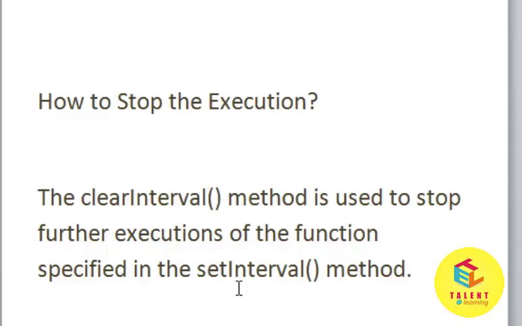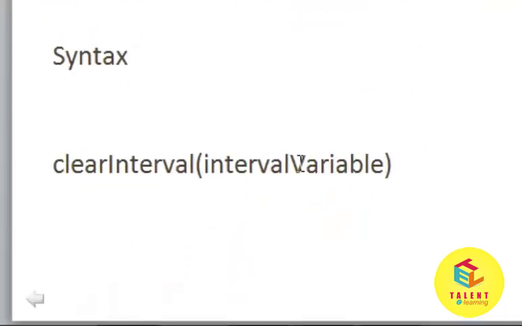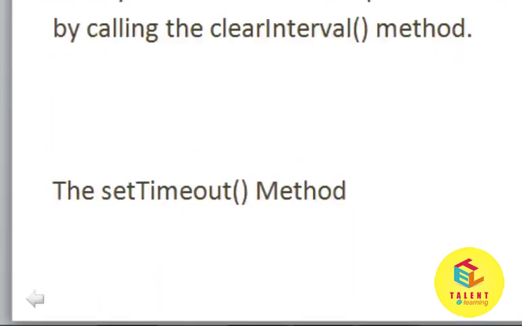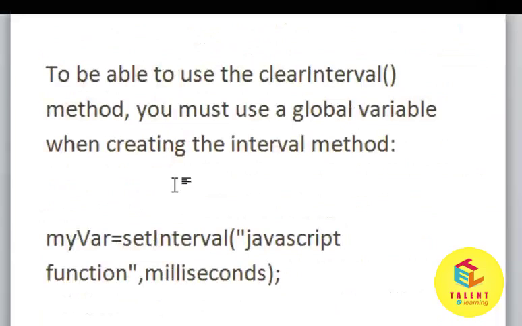How to stop this execution? By using clearInterval method, we can stop this execution. This is the syntax: clearInterval and then interval variable. To be able to use this clearInterval method, you must use a global variable when creating the interval method.